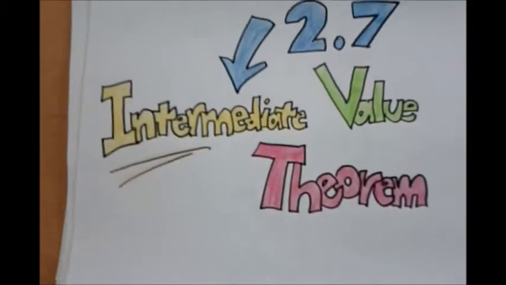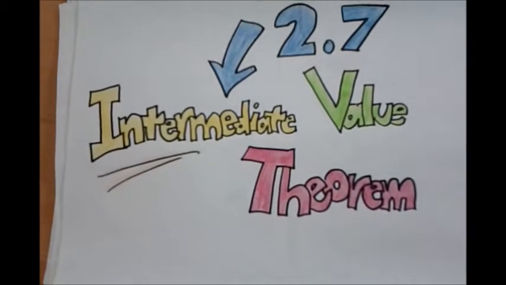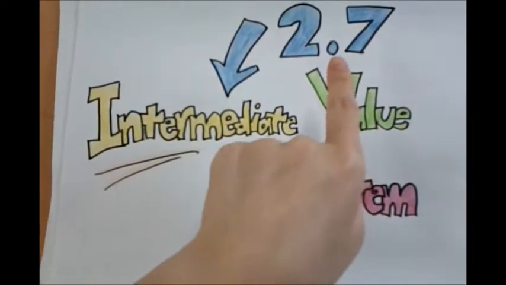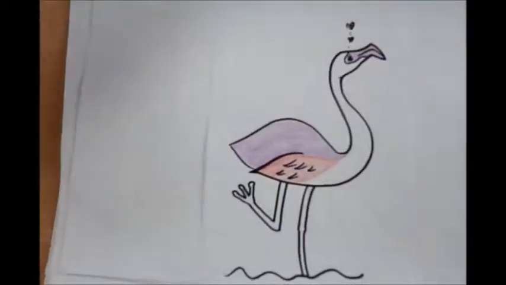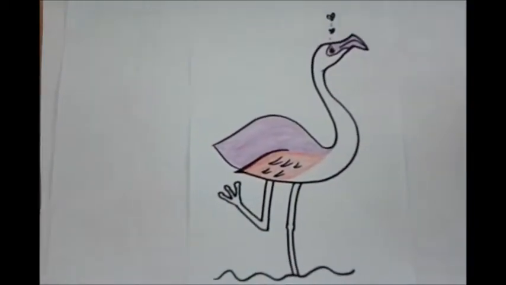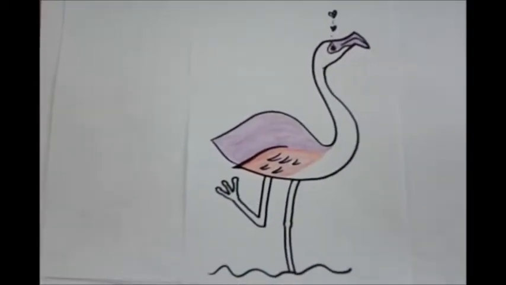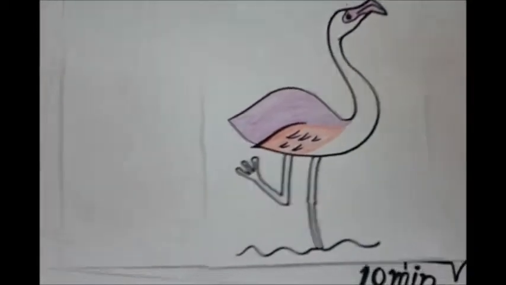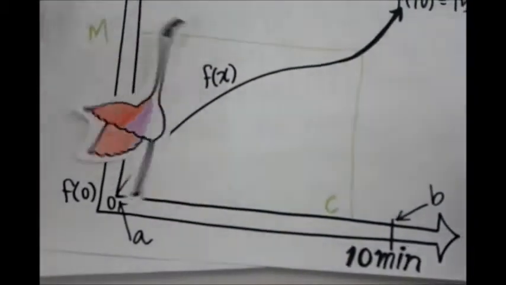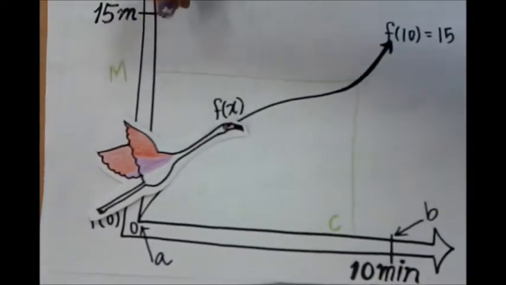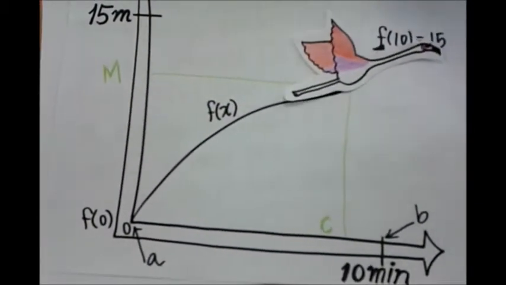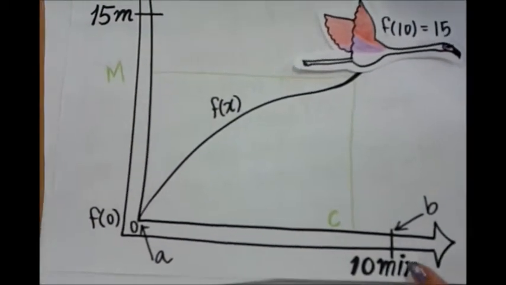Today we're going to learn about the Intermediate Value Theorem, which is on section 2.7. So, there once lived a flamingo. Suppose that this flamingo can fly. It flew and flew and actually flew 15 meters in 10 minutes.